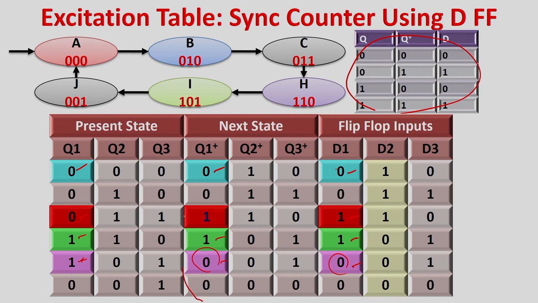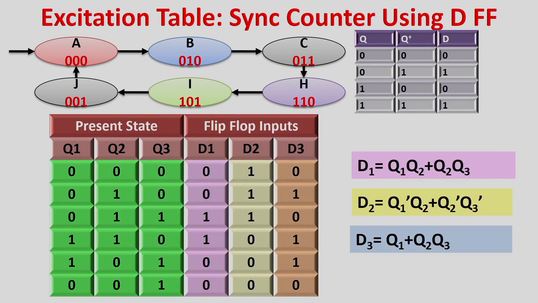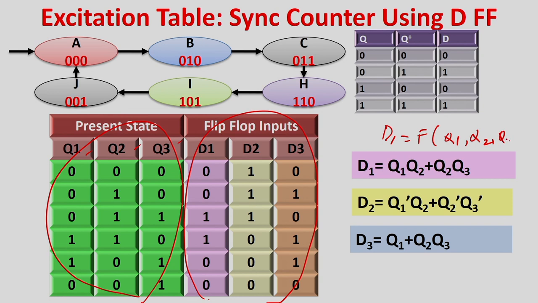And for all next states from the present state, you derive what will be the flip flop inputs D1, D2 and D3. We tabulate it, just tabulate it. Once tabulated, we can derive the combinational circuit. This is the present state, and this is the flip flop input we require. Based on this, we can derive what will be D1. D1 will be based on Q1, Q2 and Q3. So, D1 is a function of Q1, Q2 and Q3, and because it is given in the truth table, we can derive very nicely for all three, D1, D2 and D3.